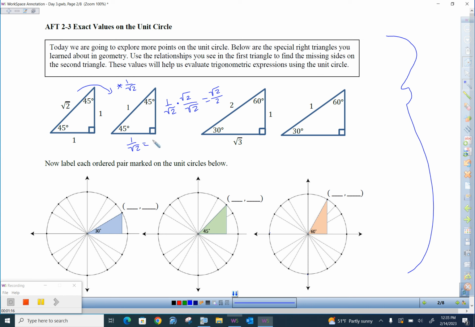Same thing goes for this one. It's just square root of 2 over 2. And then over here, our scale factor was a half. We're dividing by 2. So this would become 1 over 2 and square root of 3 over 2.